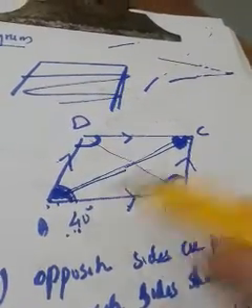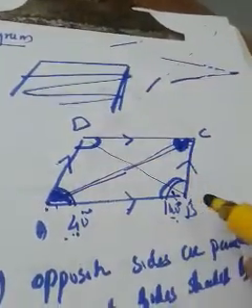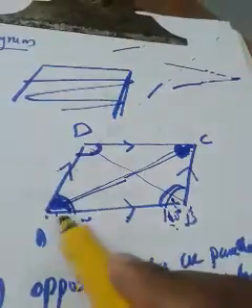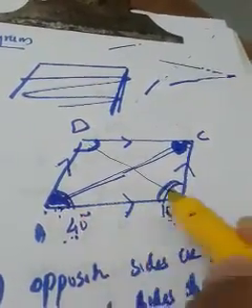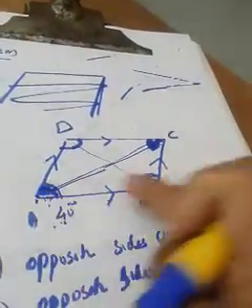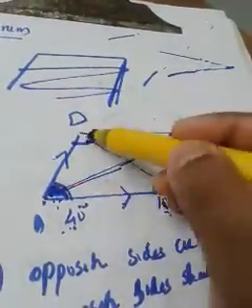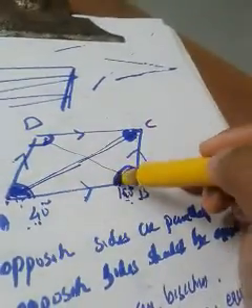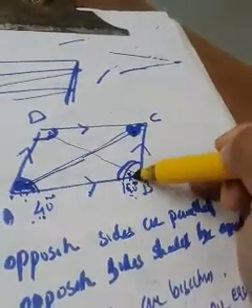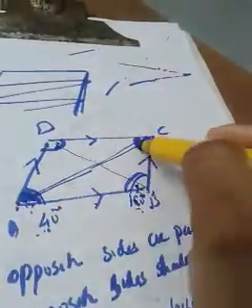Just like that, if it is 40 degree, the opposite should be 40. Why? Because opposite angles are equal. If it is 140, it should be 140. But when you add adjacent angles, it should be what? 180. When you add adjacent angles, the sum should be 180. See, this angle and this angle also, they are adjacent angles. Sum should be 180. This angle and this angle, they are adjacent angles. Sum should be 180. But these two angles should be equal.